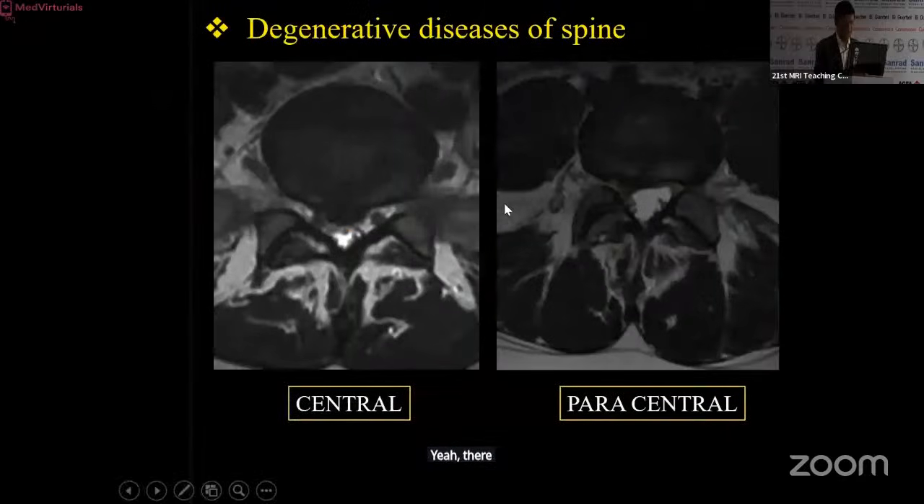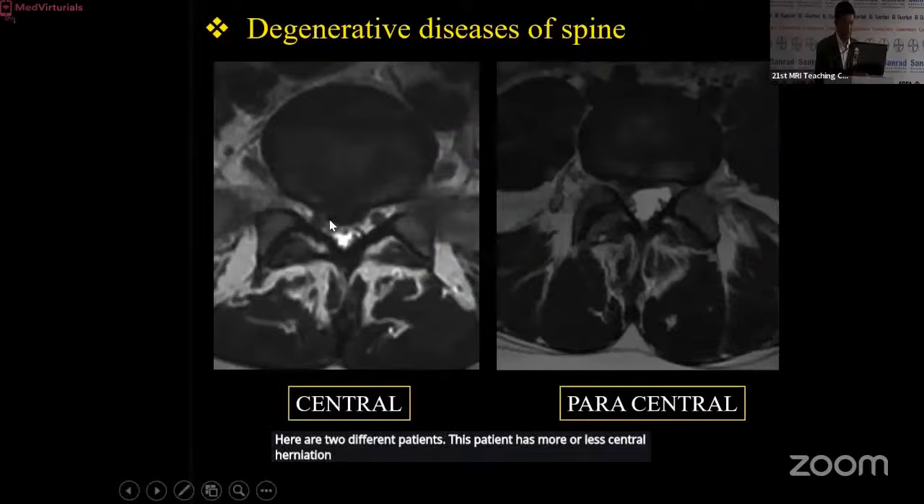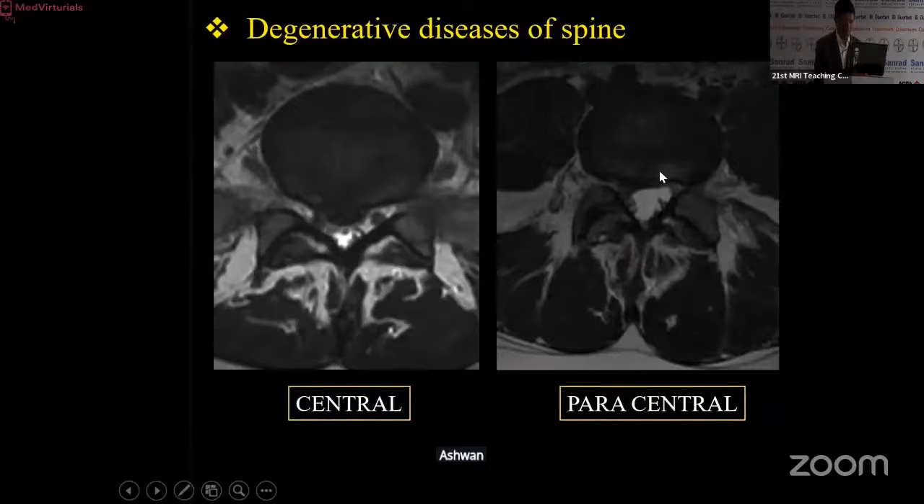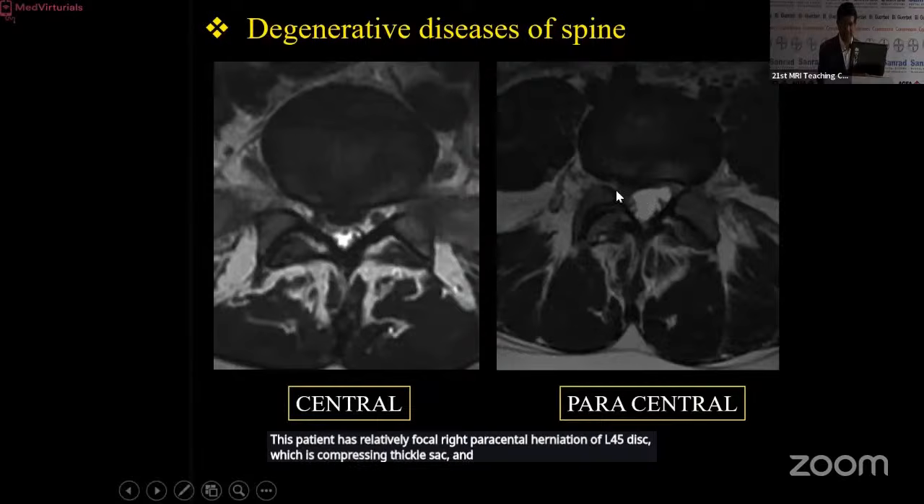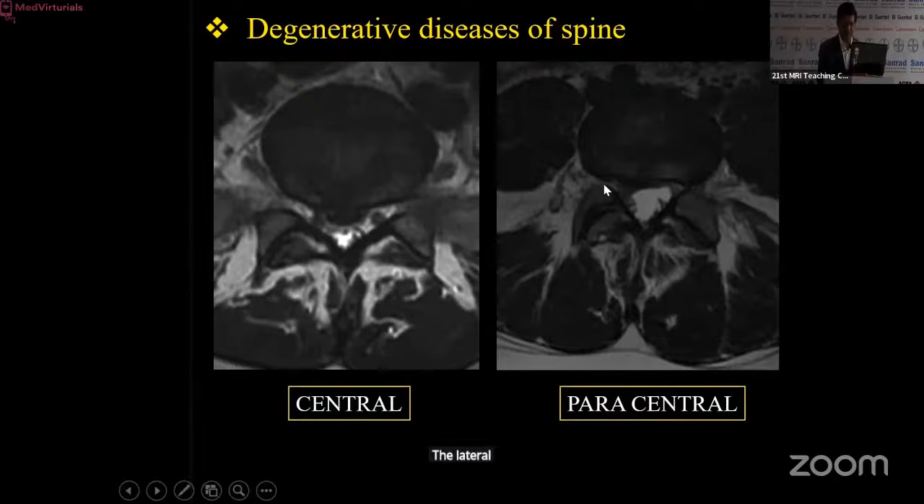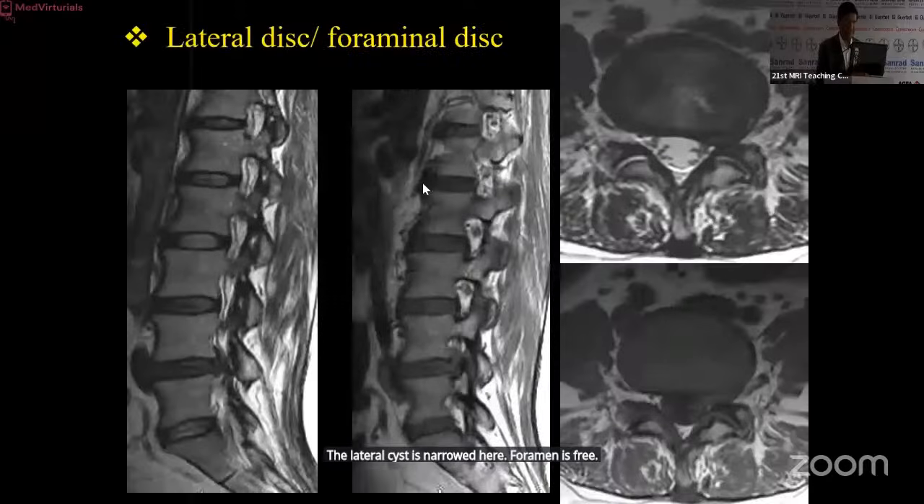Here are two different patients. This patient has more or less central herniation of this L5-S1 disc. What it is doing is causing compression of the thecal sac and right S1 nerve root. This patient has relatively focal right paracentral herniation of the L4-5 disc, which is compressing the thecal sac and the traversing right L5 nerve root. The lateral recess is narrowed here. Foramen is free.